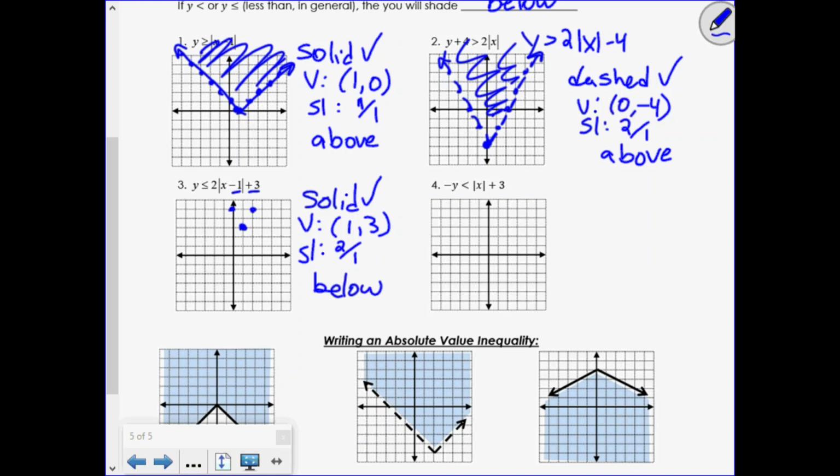Stop for a second, recheck. I wrote down that it's solid. And I'm shading below, so it's going to be all of this. Okay? What about this one, number 4?